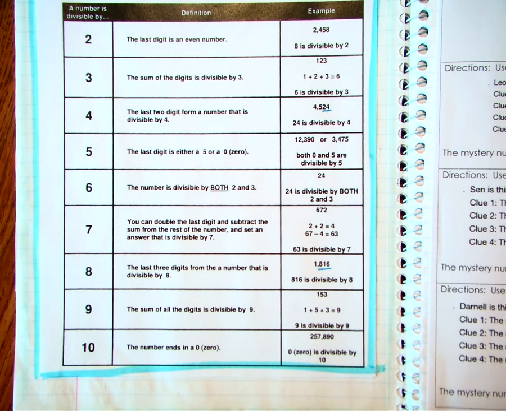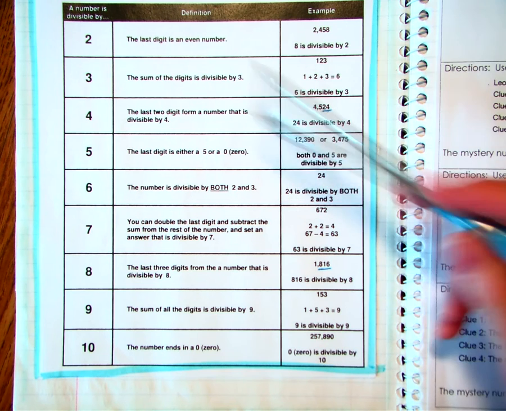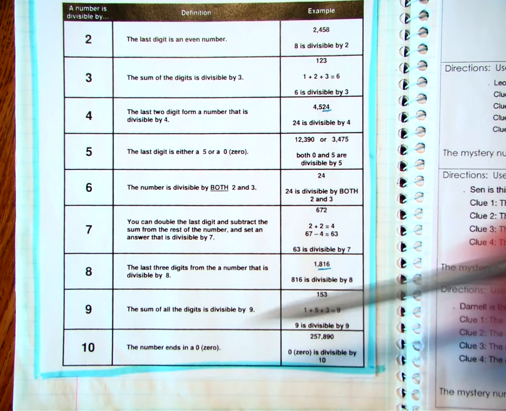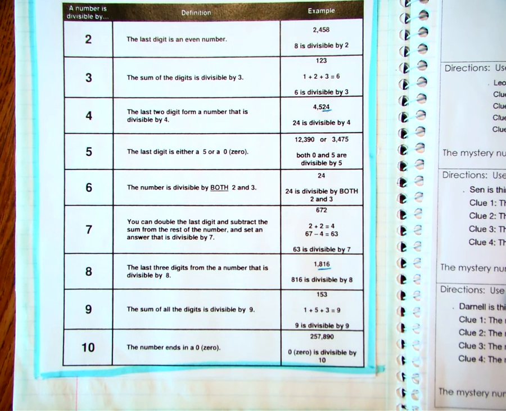9, the sum of all the digits is divisible by 9. That is very similar to the 3 rule. And then 10, the number ends in a 0. If it ends in a 0, it is divisible by 10. Alright, those are the rules.